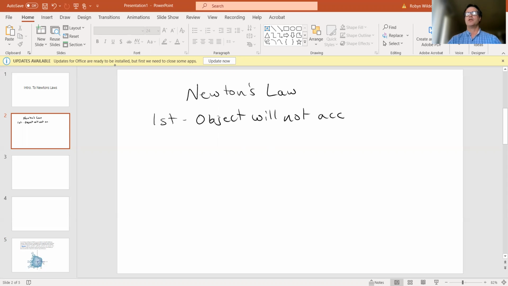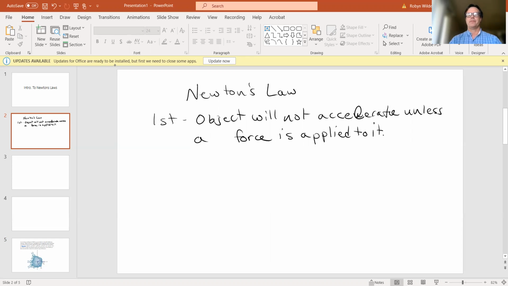Well, an object will not accelerate unless a force is applied to it. And I'm going to say a net force is applied to it. So basically what this means is that you have to push the object. There has to be a force pushing or pulling. We have a feeling for what a force is: it's a push or a pull.